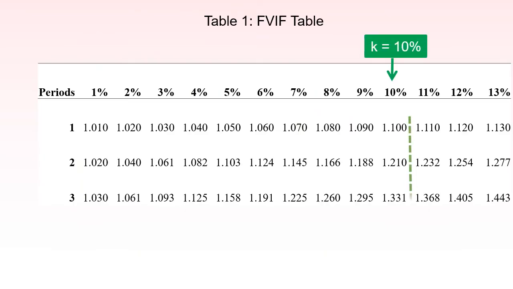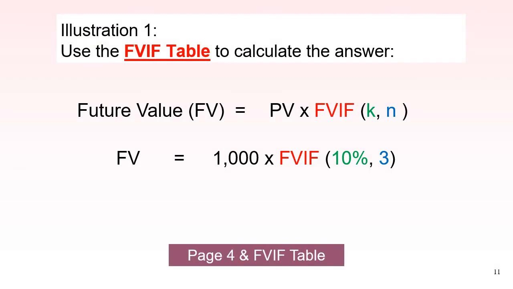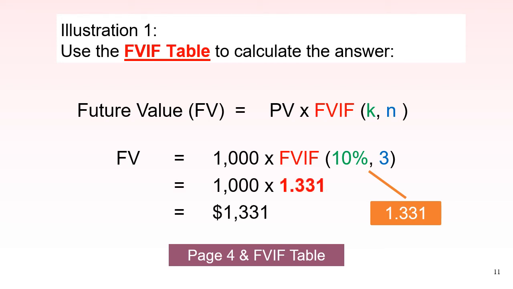With the known values of K and N, the intersection is the answer we want to find. Substitute the answer from the table into the formula, and you'll reach the final answer of 1331.